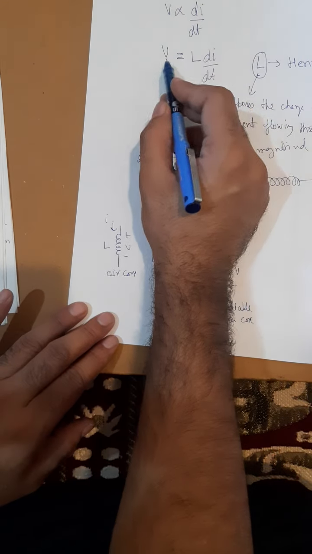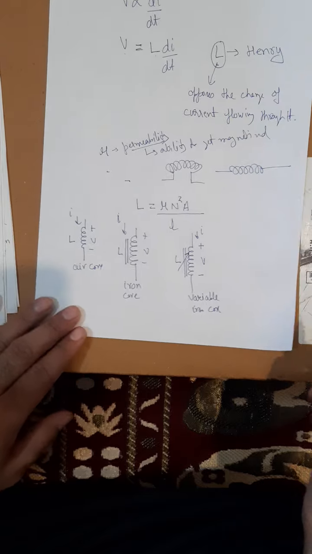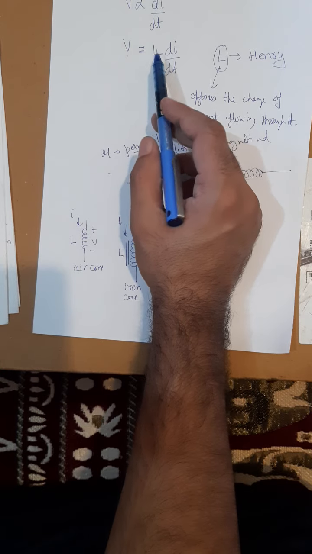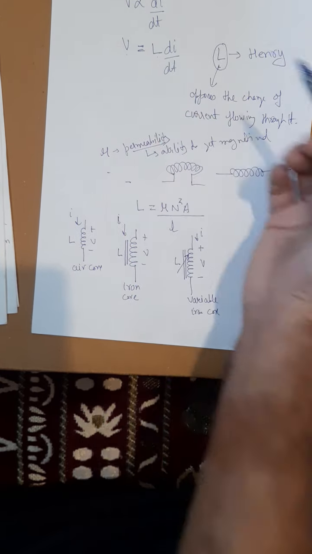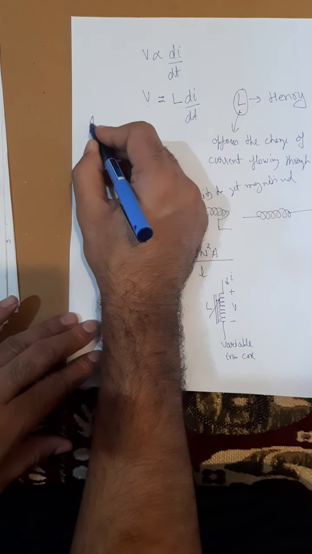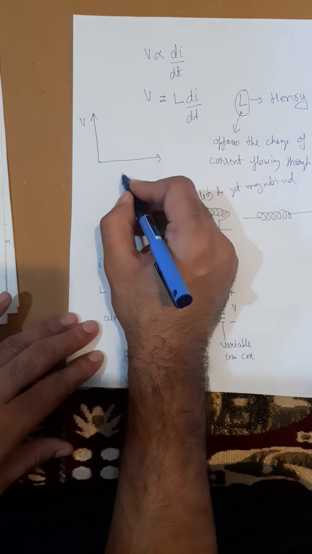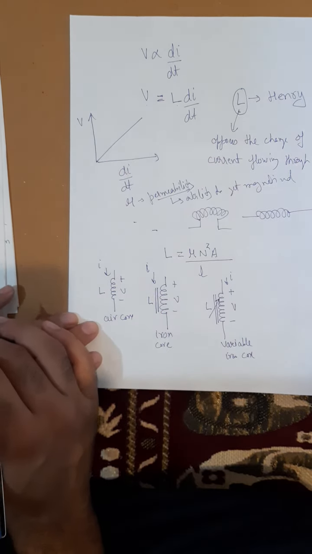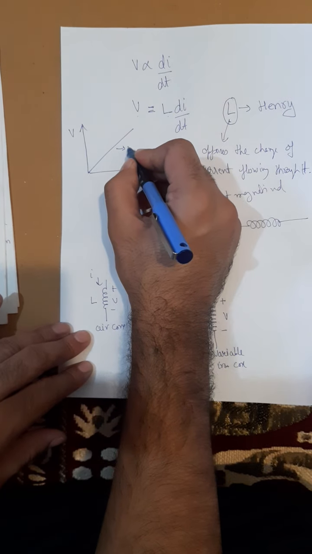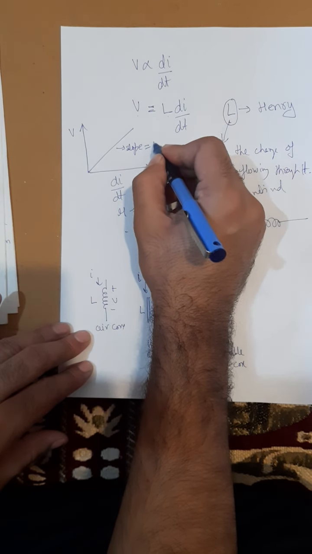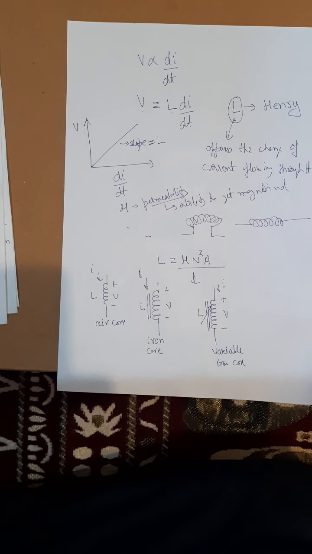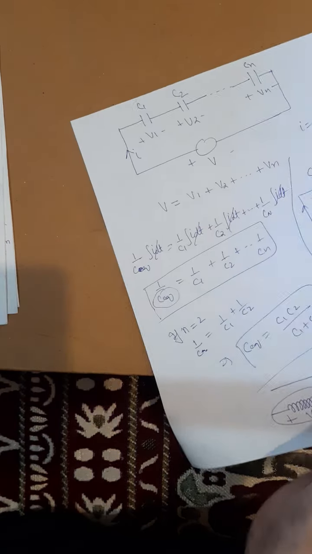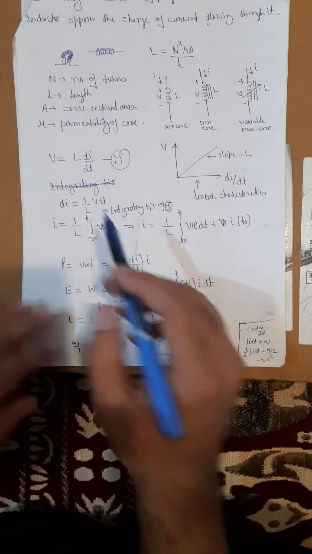So I have derived V is equal to L di by dt. From here, if I draw the relationship curve between voltage and rate of change of current, how will the curve look? On the x-axis I am taking voltage, and on the y-axis I am taking di by dt, the rate of change of current. So the graph will be a straight line, and the slope of the graph will give me the inductance of the inductor L.